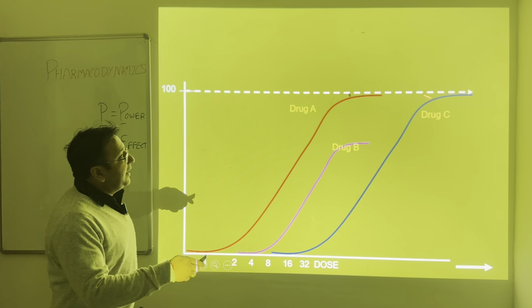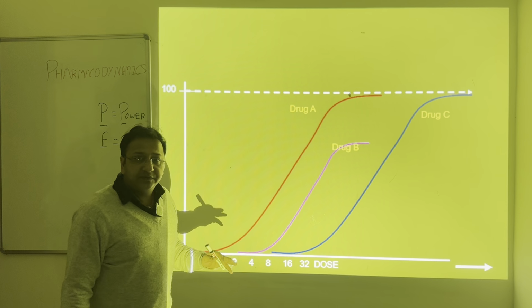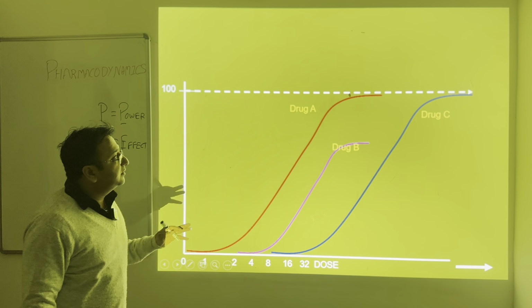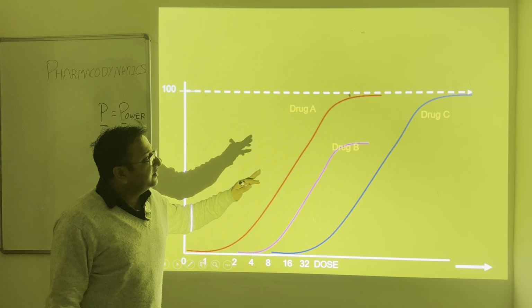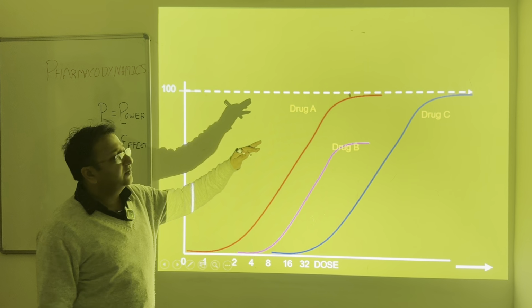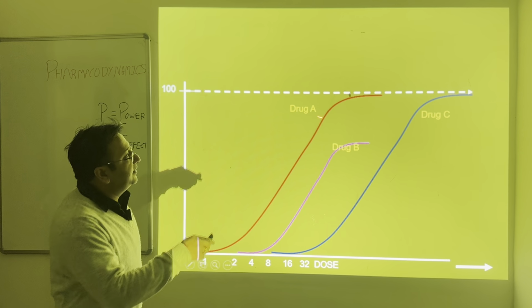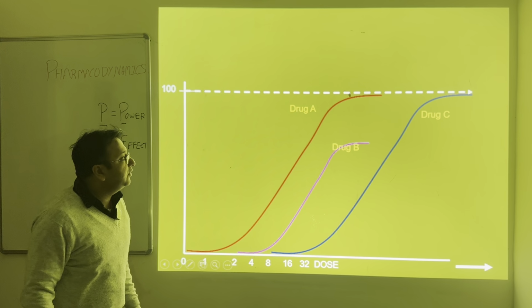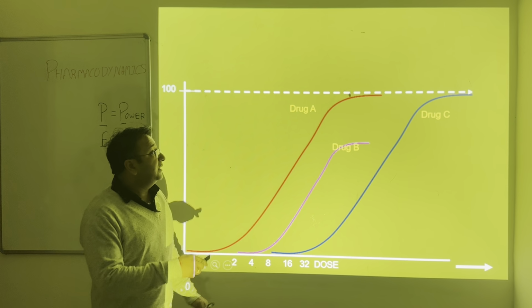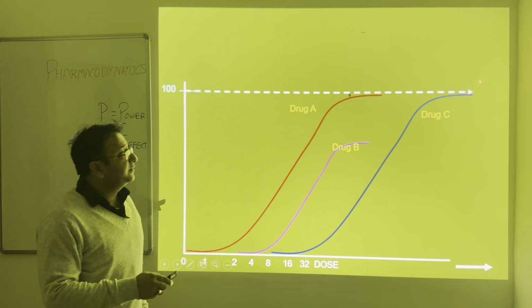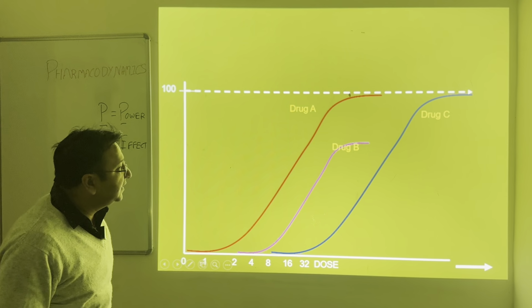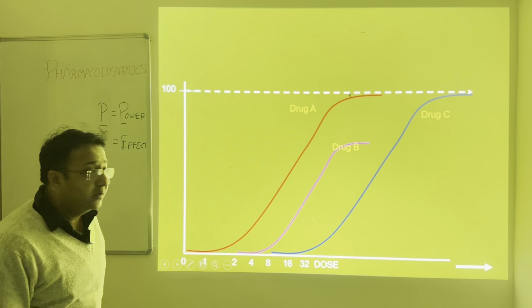And drug A and drug C, which will have the more efficacy? Yes, both drug A and drug C will have equal efficacy. It is reaching the same line, so it will have equal efficacy. And among drug B and drug C, which will have the more efficacy? Drug C has more efficacy than drug B.